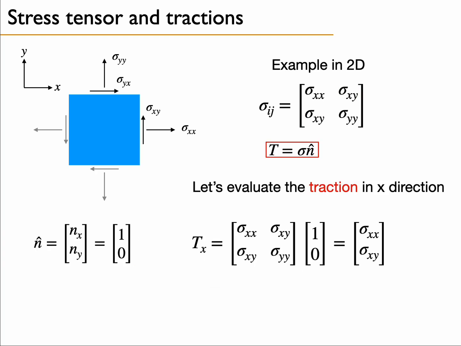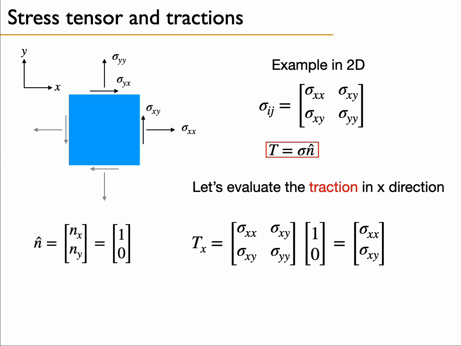So let's evaluate the traction along the x direction. To compute a traction out of a tensor, you just multiply the tensor by the direction. So if we want to compute the traction along the x direction, we multiply sigma by n, where n has components 1, 0. So it's a unit normal vector, normal to the vertical face.